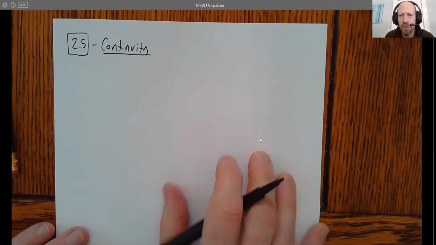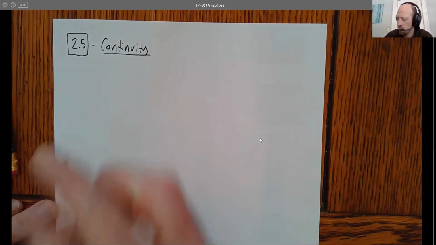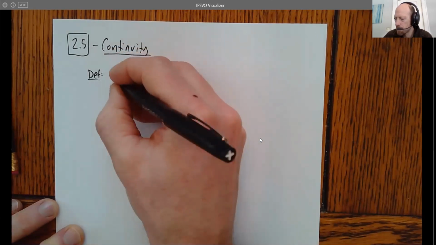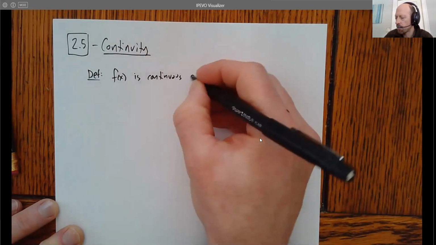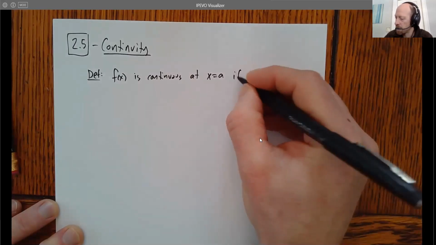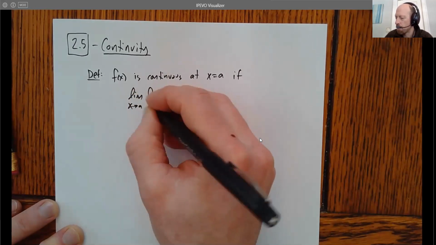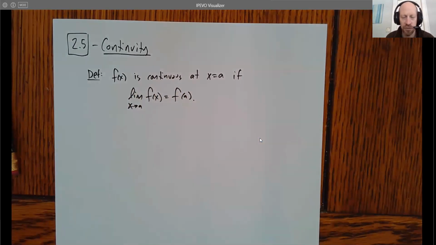And as always in math, we have to make some definitions first. We have to define what it really is we are talking about, and we have to define it very carefully. And so here's our definition. f of x is continuous at x equals a, at some point, if the limit as x goes to a of f of x equals f of a.